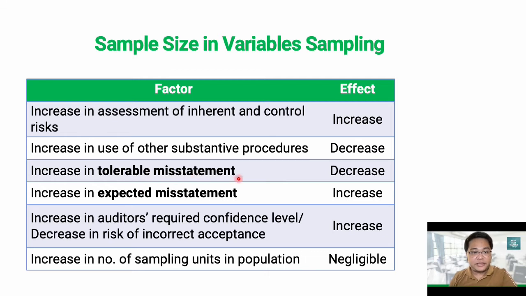Increase in tolerable misstatement, this is your materiality, will decrease the sample size. Lower materiality will increase your procedures and therefore increase your sample size. For the expected misstatement, direct ang effect. Similar to risk, increase in expected misstatement, increase in sample size. Lower yung misstatement na expected, lower din yung sample size. Sa tolerable misstatement, inverse yung relationship. Increase in auditor's required confidence level, or decrease in risk of incorrect acceptance. If we decrease the risk of incorrect acceptance, we lower the sampling risk.